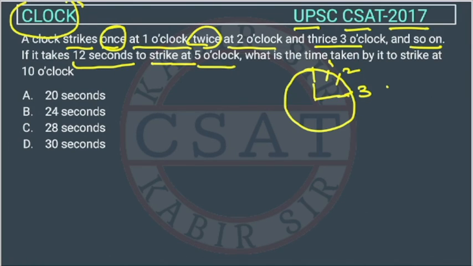So how much time is it taking to strike at 5 o'clock? 12 seconds. So at 5 o'clock, how many times will it strike? It will strike 5 times, because this is going in that sequence itself. 1 2 3 4 5, right. So here it will strike 4 times at 4 o'clock, right. At 5 o'clock it will strike 5 times, right. So if it takes 12 seconds to strike at 5 o'clock, so how much time is it taking to make these 5 strikes? 12 seconds, right.